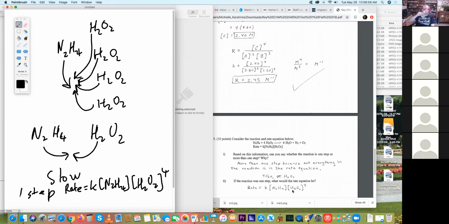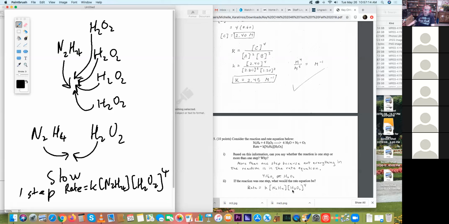When you put the 4 outside of the brackets, is that indicating a power? Is it a change in the math? It's a power. Yeah, it's the order with respect to that. So it's what we talked about back in question 1, or in question 2 to a degree. But it gives you an idea of the number of molecules involved. So for one step, it's going to be N2H4 and H2O2 to the fourth, involving all of the molecules in the actual equation. And you see where the 4 comes from. It comes from the coefficient. Right.